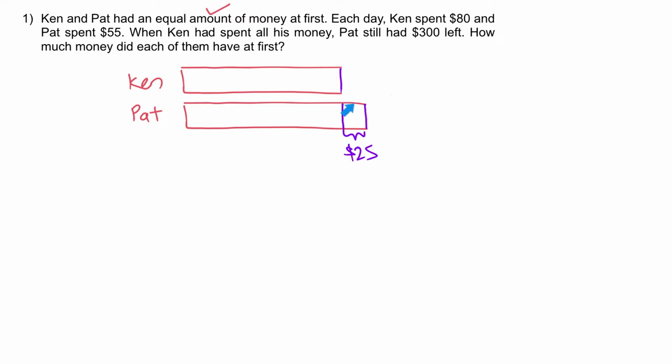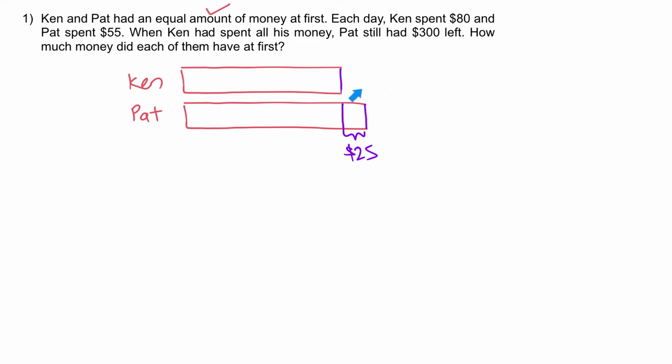It would increase by a fixed amount, isn't it? And what is that fixed amount? $25. So after day 1, the difference is $25. Day 2, the difference is $50. Day 3, $75. At which point in time will Ken spend all his money and Pat will have $300 left? Which means the gap needs to increase 25, 25, 25, 25 until Pat has $300 left. Or, to put it another way, the reduction will continue until Pat has $300 more than Ken.